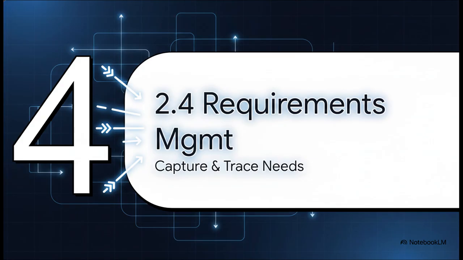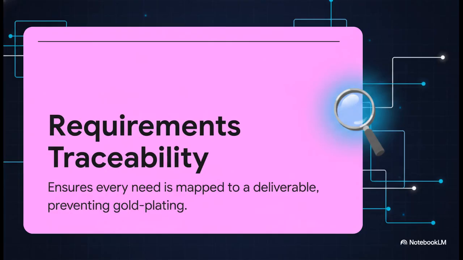Finally, we arrive at Section 2.4, Requirements Management. This is where we capture, prioritize, and trace all those project needs. Now let's talk about requirements traceability. This is an absolute best practice in project management that ensures every single need maps directly to a deliverable.